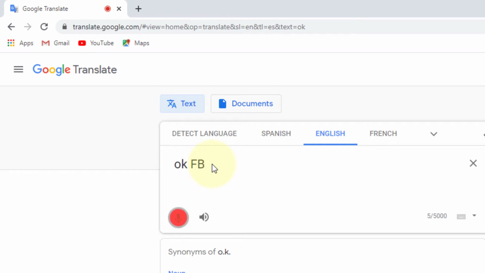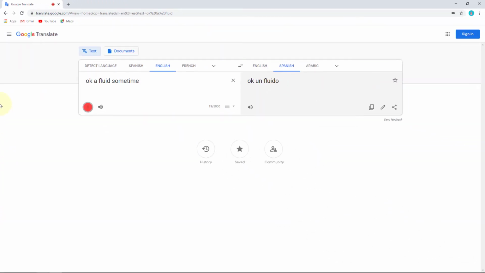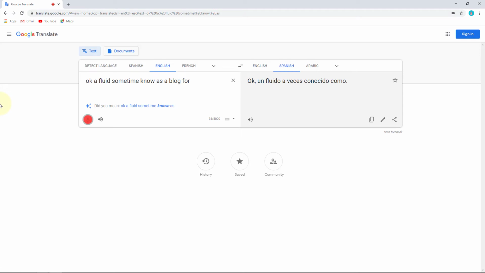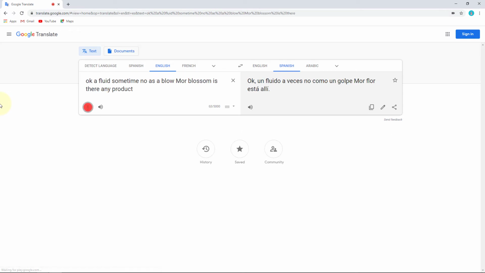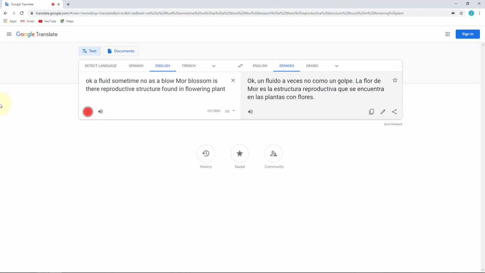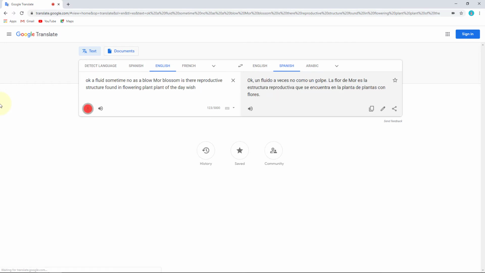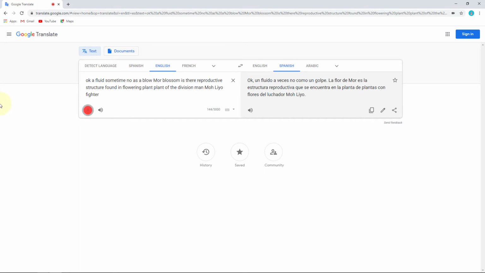A flower, sometimes known as a bloom or blossom, is the reproductive structure found in flowering plant of the division Magnoliophyta, also called angiosperms.